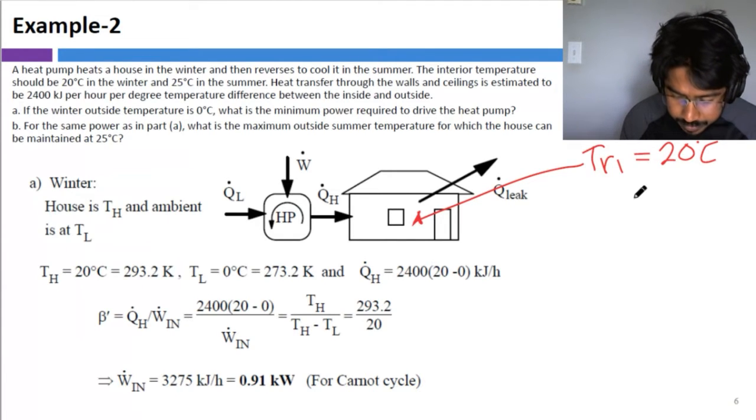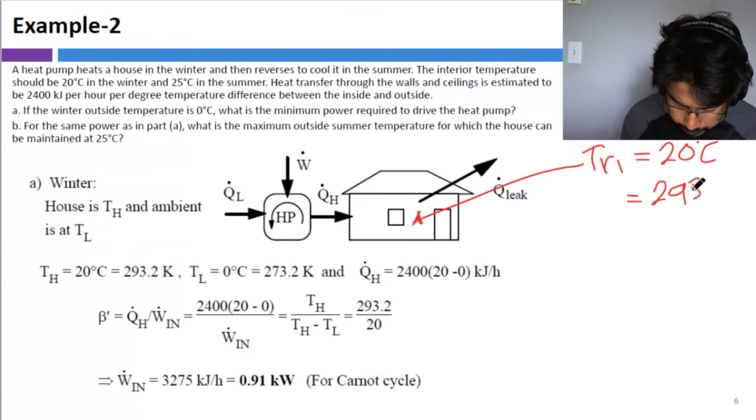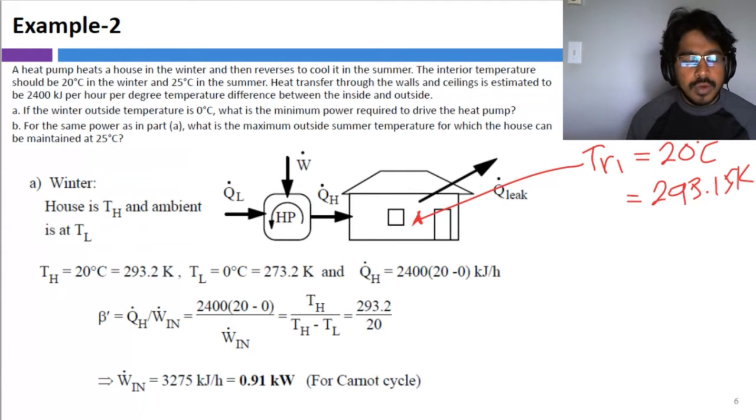20 Celsius, and that means 293.15 Kelvin, right? So now we know the temperature inside, and the summer 25 Celsius. Okay, heat transfer through the walls and ceilings is estimated to be 2400 kilojoules per hour, per degree temperature difference with the outside.